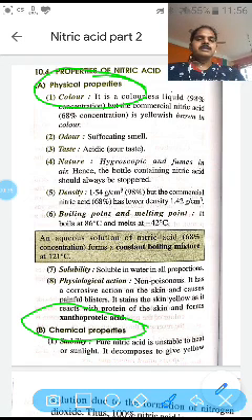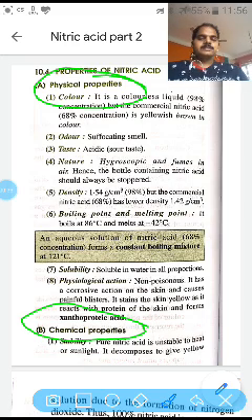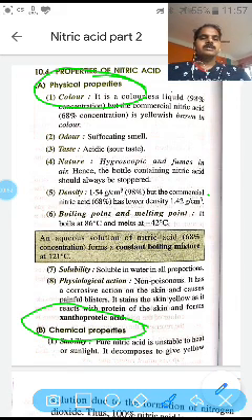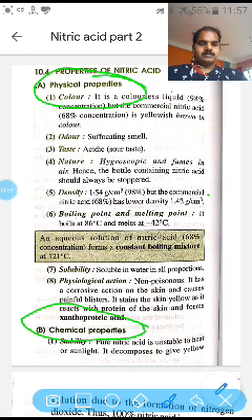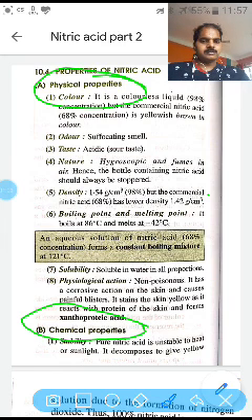You see, pure nitric acid is colorless, but the commonly available nitric acid in our laboratory as our laboratory reagent is brown in color. It has some reasons behind it. We will discuss it later. Odor, it has a suffocating odor. Acidic, it tastes sour, but remember not to taste it because it will harm your tongue.